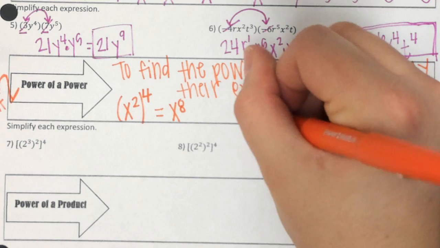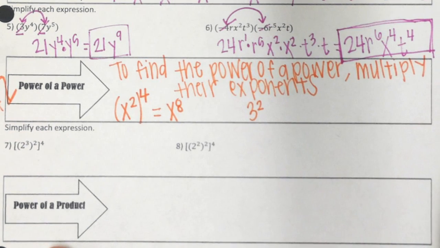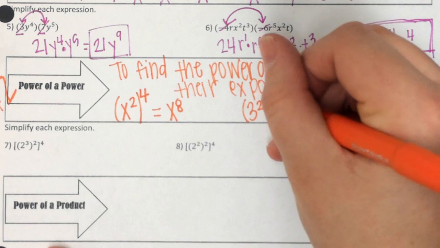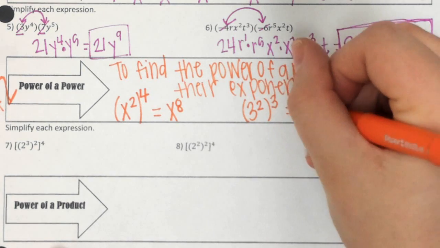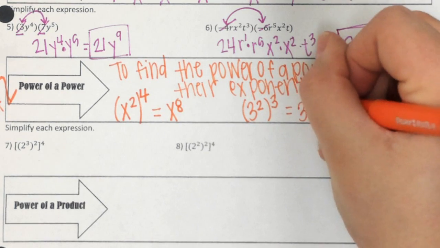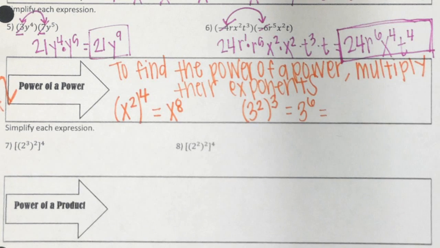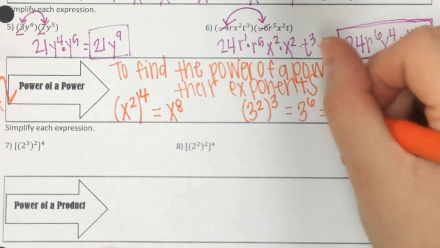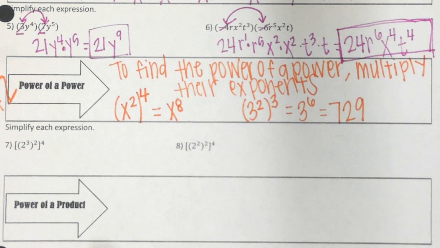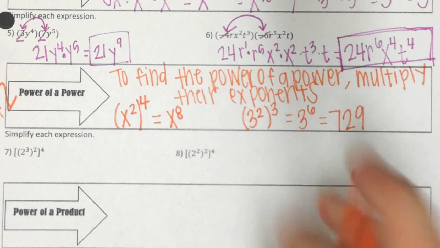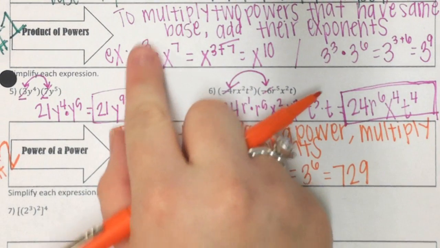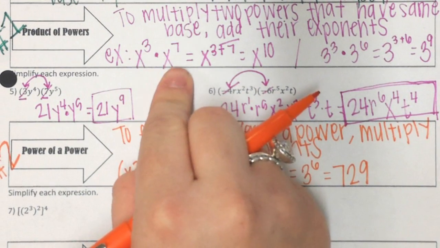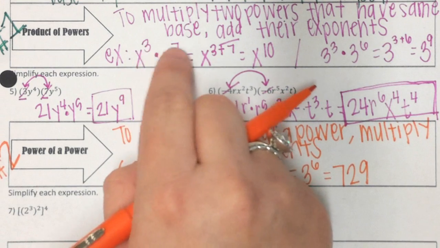Okay, what if I had 3 squared, and then that was raised to the 3rd power? 3 to the what? 6. Okay, well, what is 3 to the 6th power? What'd you get, Evan? Same thing? Okay, good. 729. So here's the difference. This is a power raised to another power. This is the same base where we're multiplying them and they both have exponents.